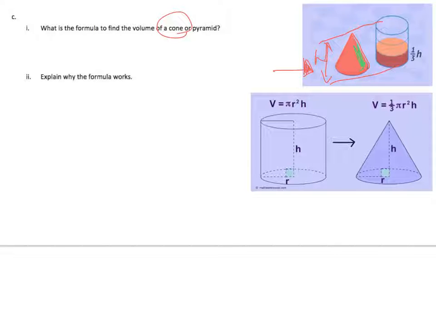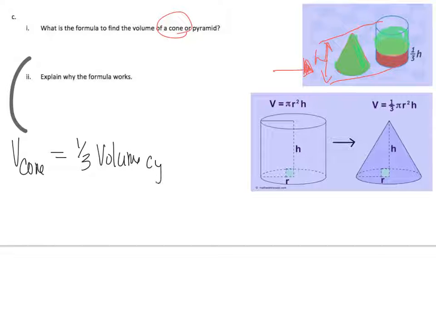Like if we made it green, you could pour the liquid or the volume that is in this cone into 1/3 of the cylinder. So the volume of a cone is 1/3 of the volume of a cylinder. The volume of a cone is 1/3 the volume of a cylinder.